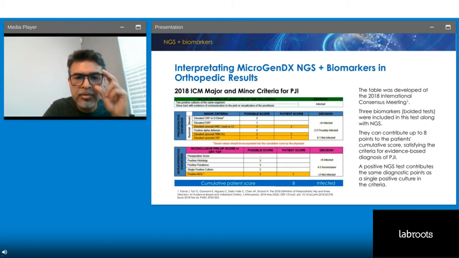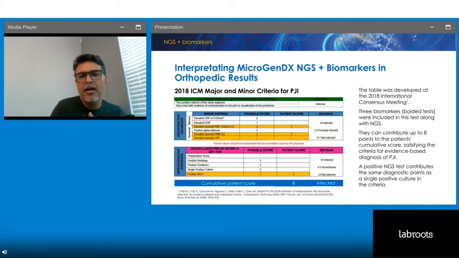We can see that there are multiple criteria for calling prosthetic joint infection. We have minor criteria that use biomarkers and assign a possible score, and every patient, when we assign the score, we have a possible decision making. So in the section where we have the preoperative score, we have the positive histology, the culture, and we also have a positive NGS. All of them have a possible score, and that gives a patient a cumulative score that can provide a probability of infection.